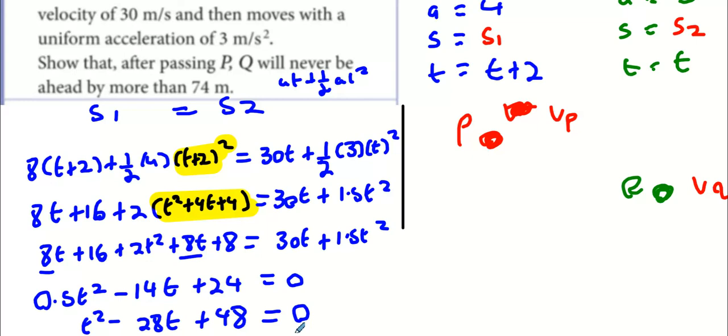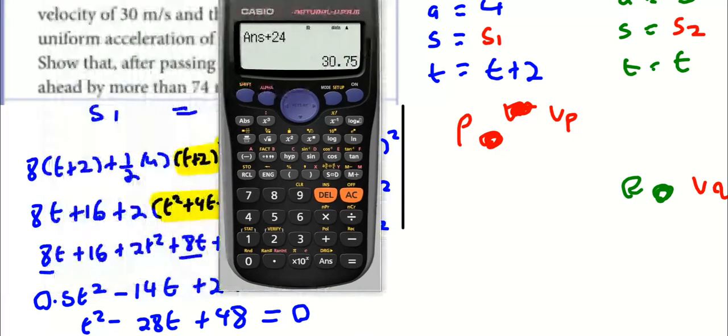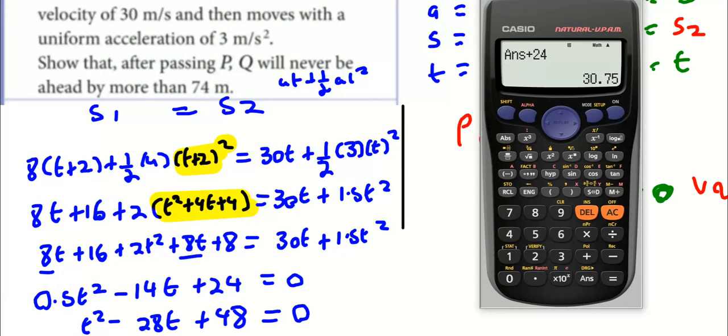Is it going evenly? 2 and 24, nope. All right, can't do the minus b on this, but looks good. Like 28 plus square root of 28 squared.